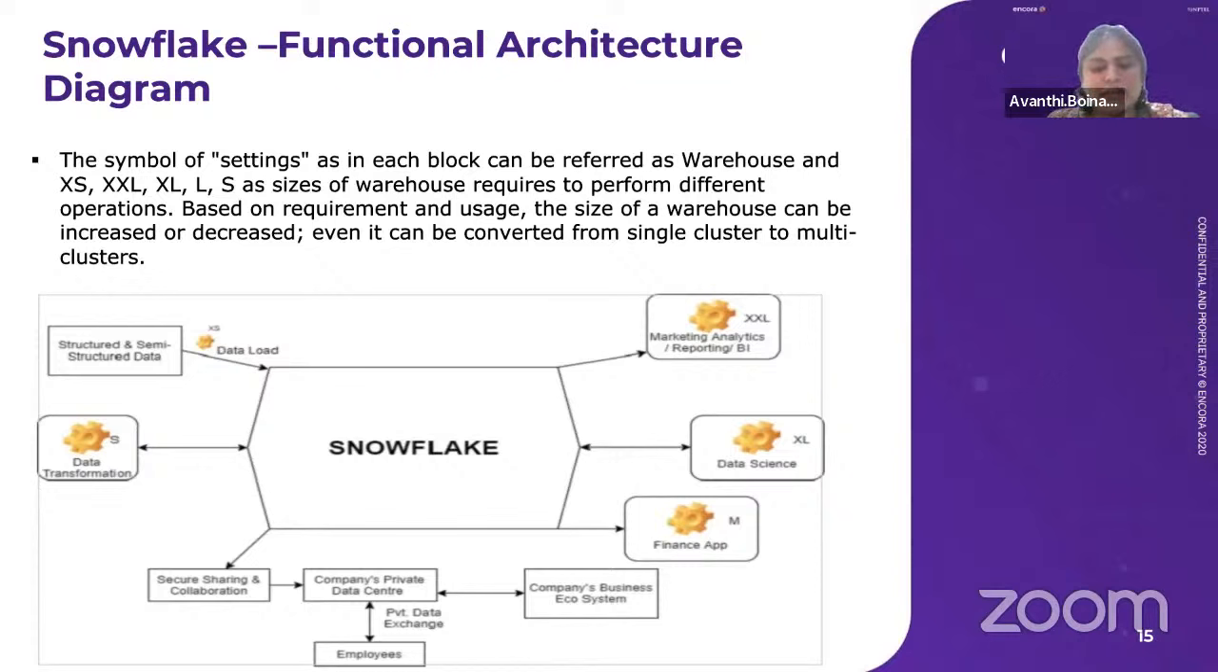Even it can be converted from a single cluster to multiple clusters for parallel processing, because if the data set is very large, we need to follow parallel processing, which can be divided into multiple nodes and run in parallel. Then it internally divides into subtasks and runs them, dividing a single cluster into multiple clusters. So this is how it works.